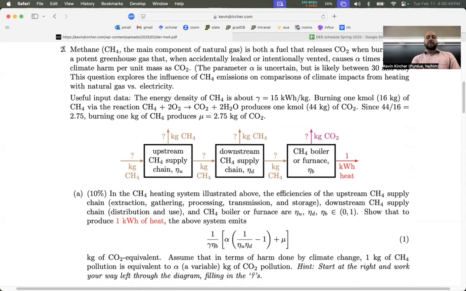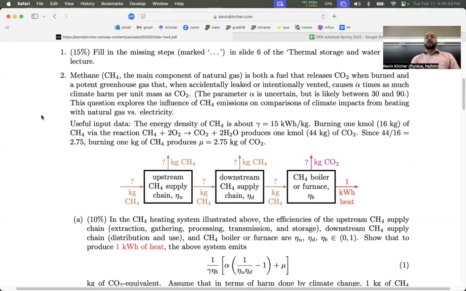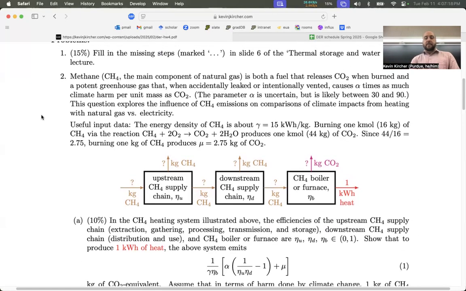Problem two is a little bit more involved. I think this whole problem is 50% of the points on this problem set. But this basically walks us through comparisons between heating with electricity versus heating with natural gas. And in particular, it takes into account an often neglected consideration when doing these comparisons, which is the fact that natural gas infrastructure leaks methane, which is the principal component of natural gas. Typically 90% or more of natural gas when it's delivered to pipelines is methane.